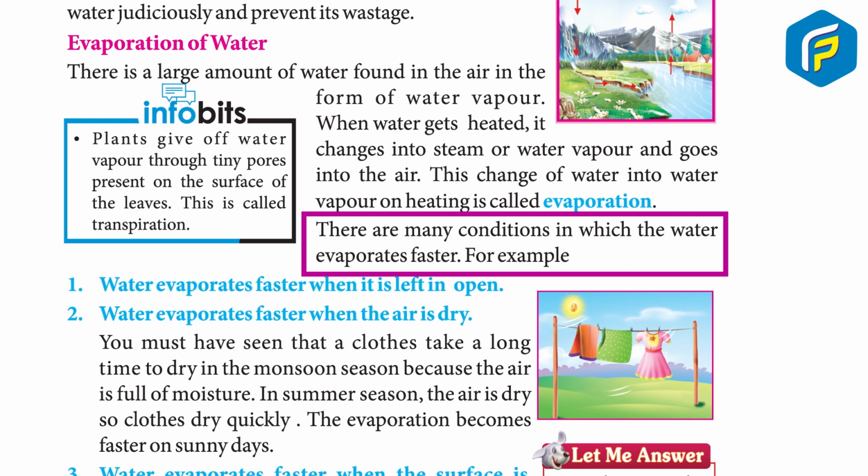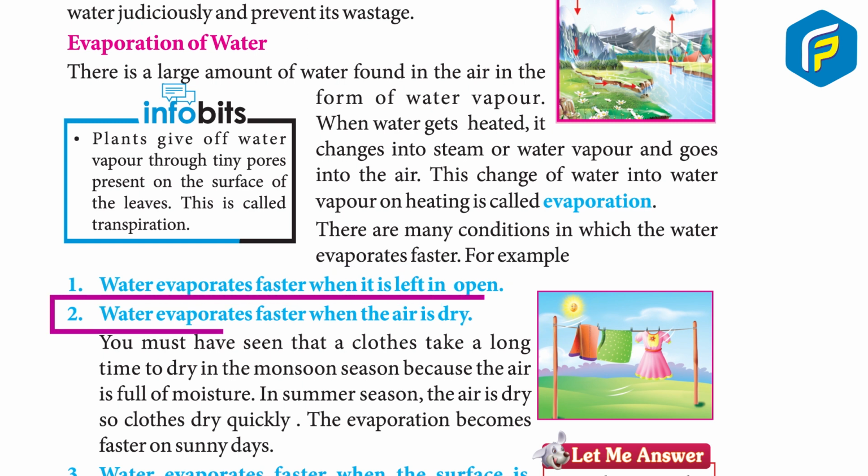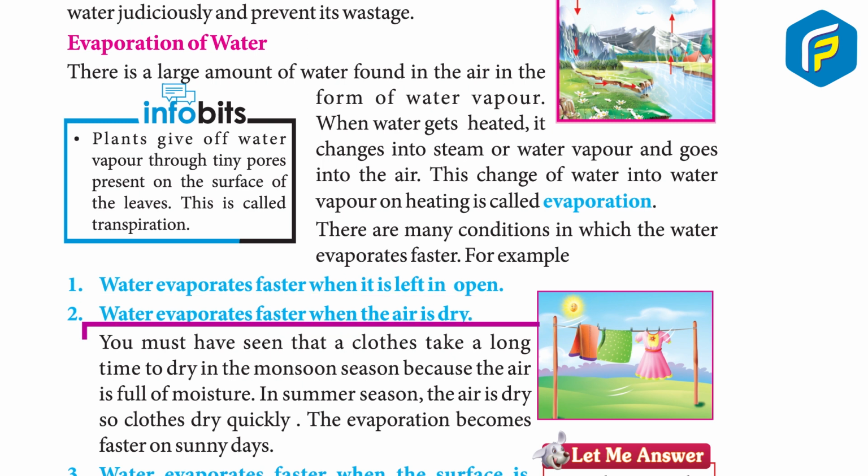For example, 1. Water evaporates faster when it is left in open. 2. Water evaporates faster when the air is dry. You must have seen that clothes take a long time to dry in the monsoon season because the air is full of moisture. In summer seasons, the air is dry, so clothes dry quickly. The evaporation becomes faster on sunny days.